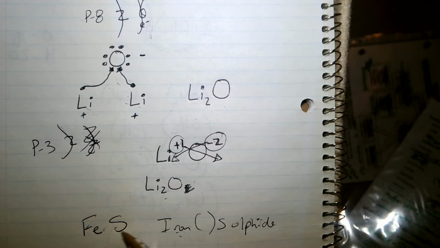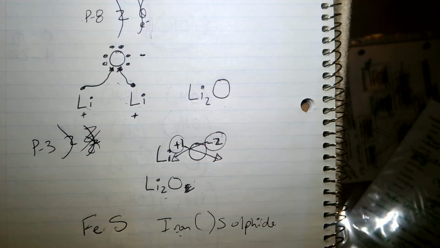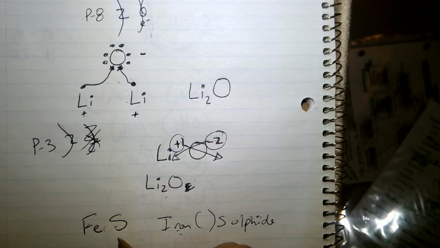But in this case, there are no numbers here. There are no subscripts telling you how many there are. The rule is, if the subscripts are the same for the two, we don't have to write them.